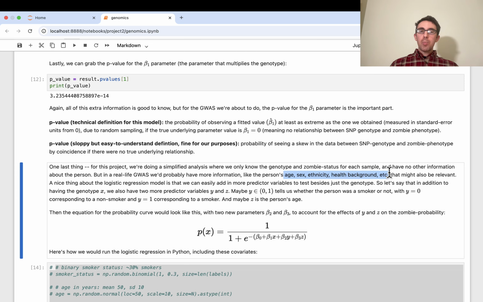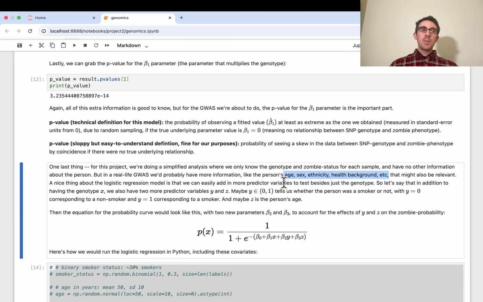We might try to incorporate this other information about what are called covariates that we have. They're demographic information, their age, sex, ethnicity, their health conditions, stuff like that. We might try to also incorporate that information. In fact, in real life, that's an important part of the GWAS.